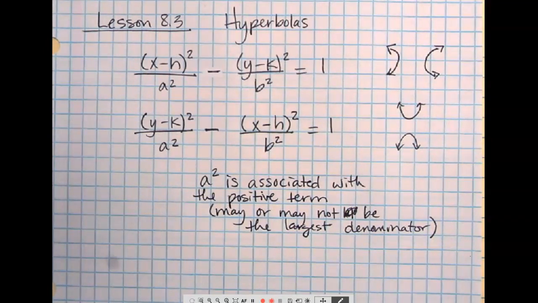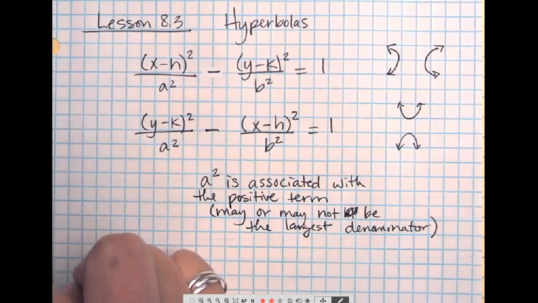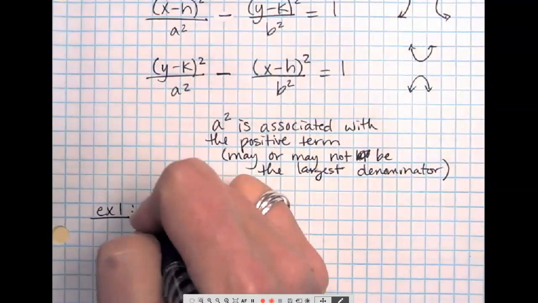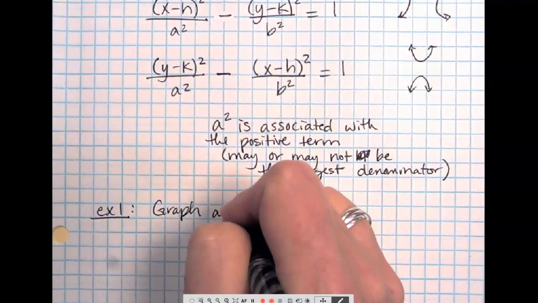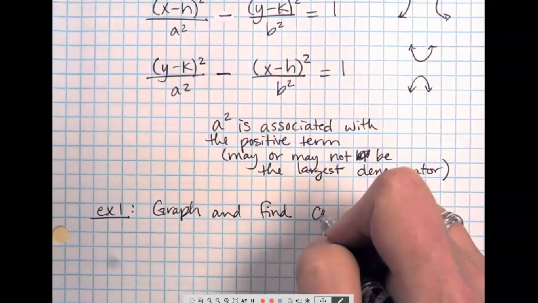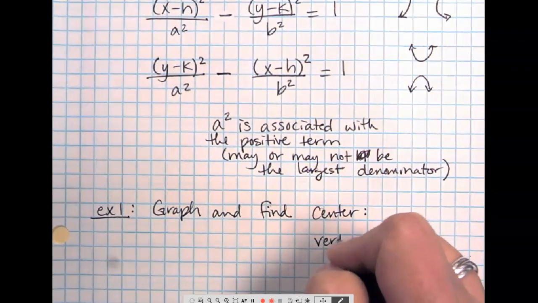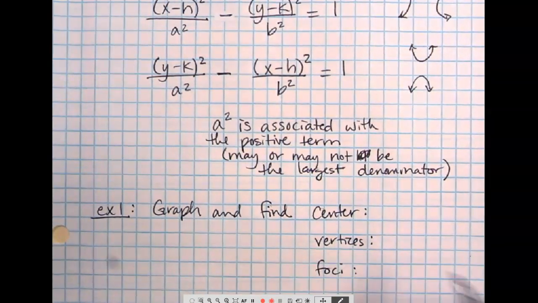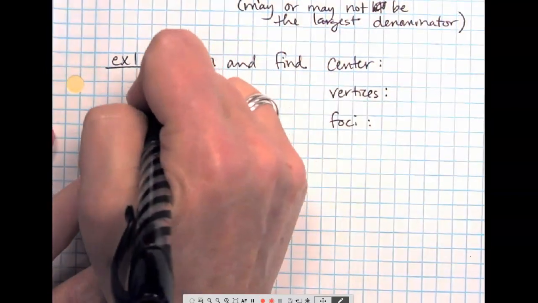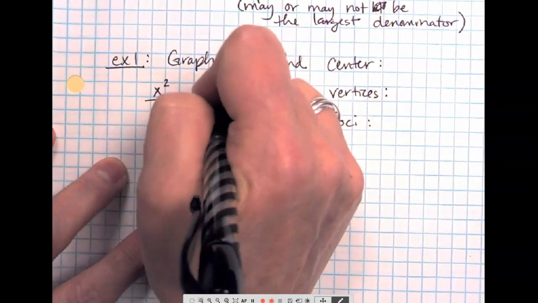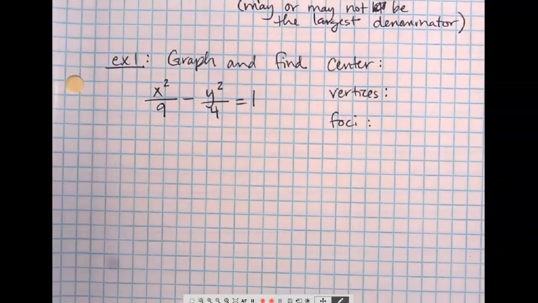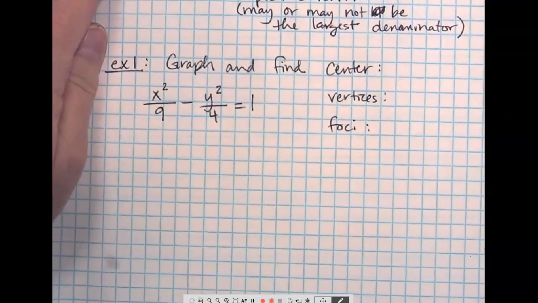Alright, so we're going to jump into one and I'm going to show you how to graph it. And we'll find the vertices and the foci. Let's throw the center in there too. There's our equation. As far as the center goes, it's the h, k value still.